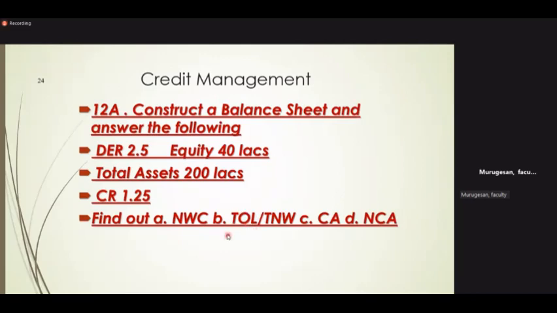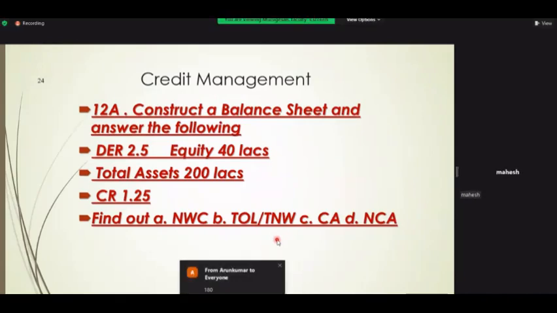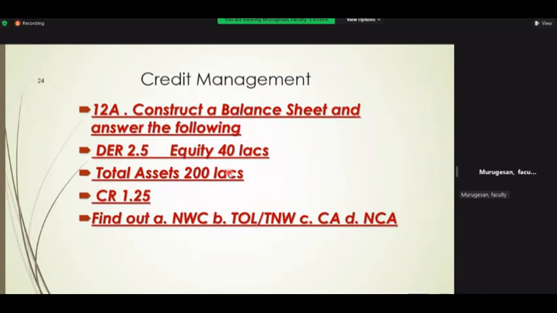TOL means total outside liability. Can anyone tell what is the total liability in this example? Tell me. 160, boss. 160 divided by 40. That means TOL, TNW. TOL is 160. Have you got 160? Current liability is 60. Long-term liability is 100. 160 divided by 40 is 6. Not 6 rupees, 6 ratio. Okay.